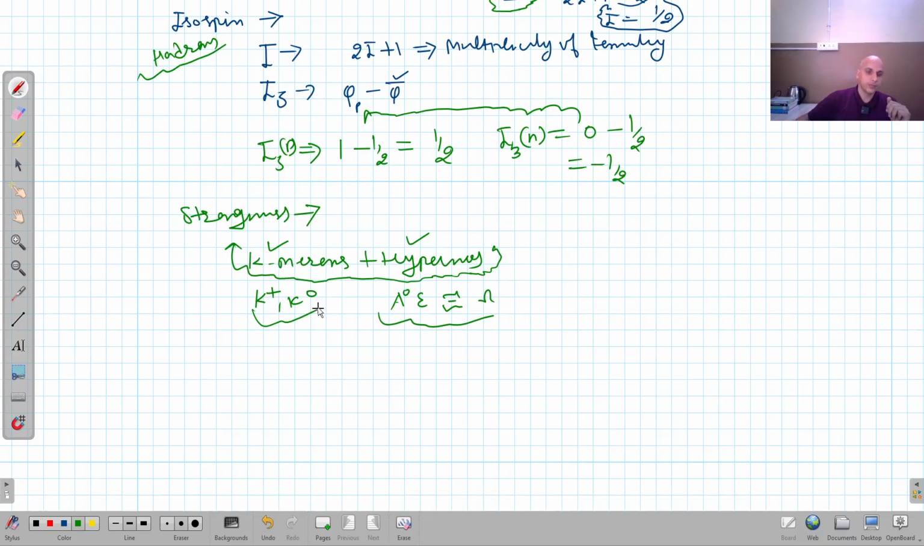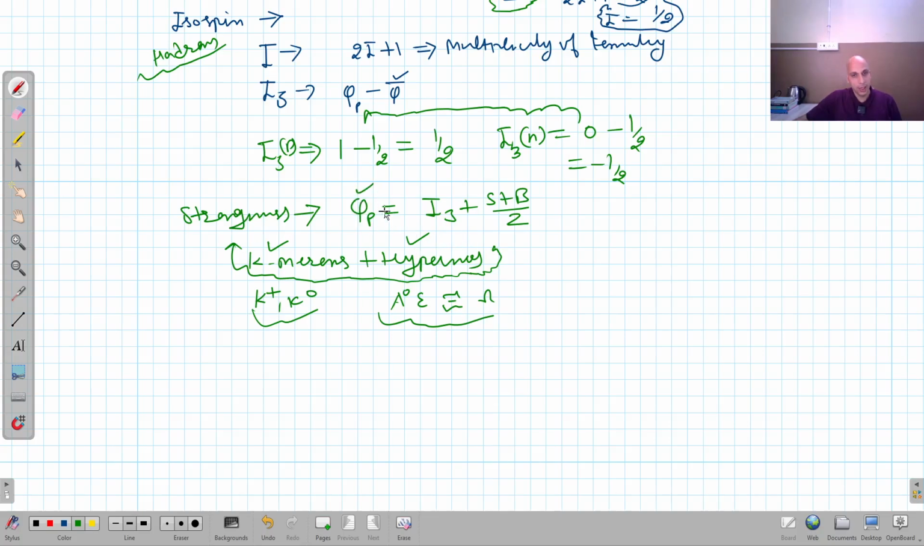So now, to find out the value of the strangeness quantum number, we have a formula: Q particle is equal to I3 plus (S plus B) divided by 2. This is the formula given by Gell-Mann and Nishijima. With the help of this formula, I can calculate the strangeness of any particle, right?